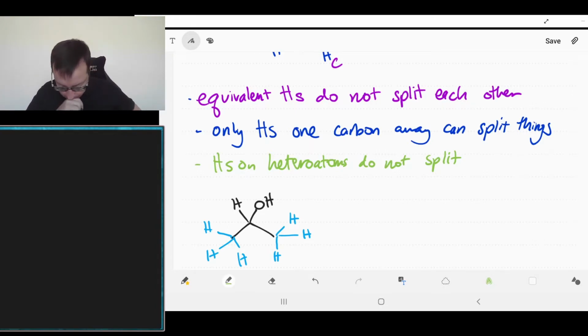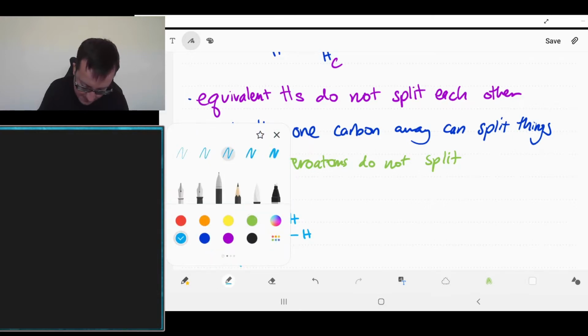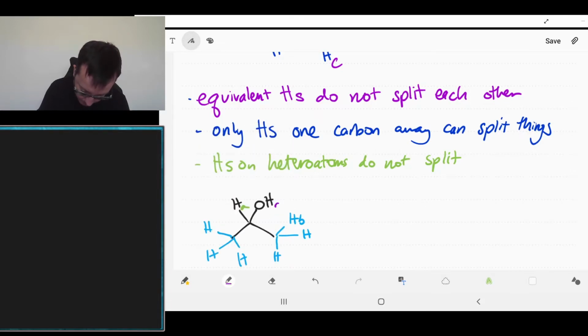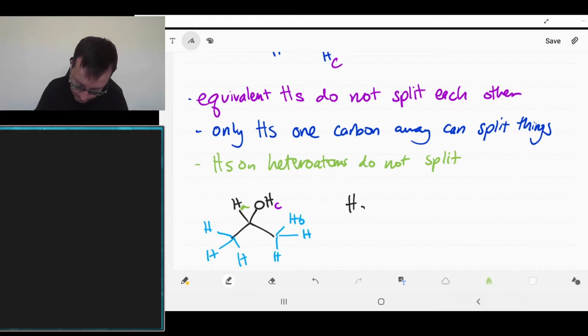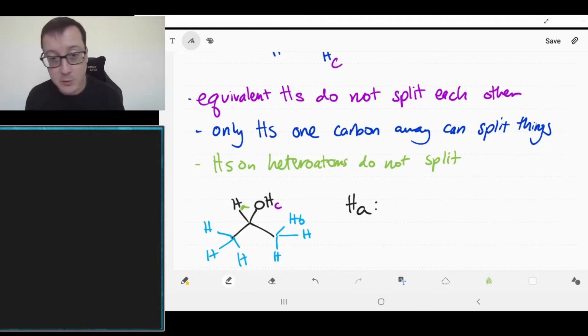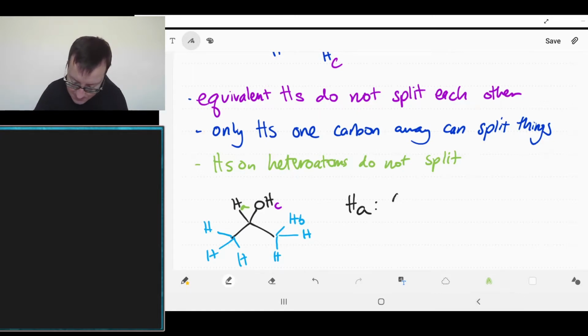I'm going to just label them now specifically. So HB, HB, HC, HA. We're going to see that this has 6 neighbors because we're not going to count hydrogens on heteroatoms, only things 1 carbon away. So we're looking at neighboring carbons and the hydrogens on those. So this one will see 6 neighbors, so it's going to be a septet.